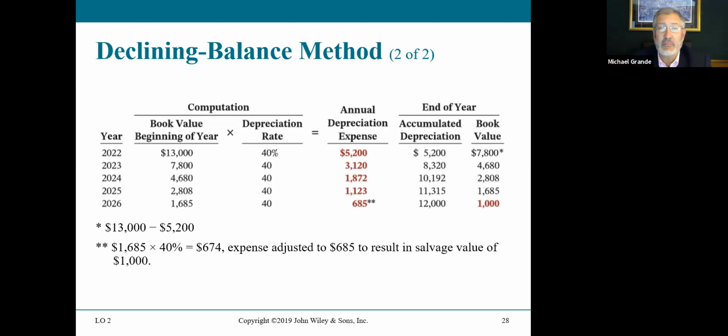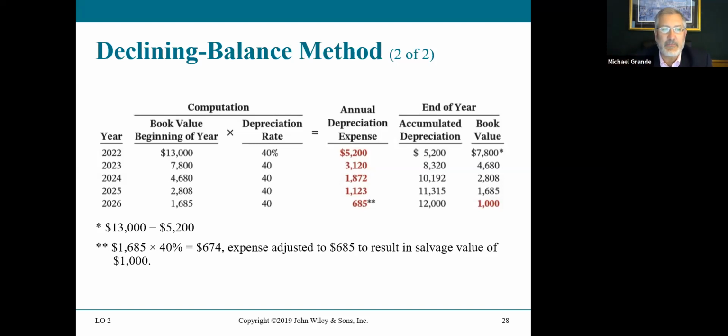13,000 times 40%. The first year's depreciation expense is $5,200. The second year, you take the book value of $13,000 minus the first year's depreciation of $5,200. Book value is $7,800. Again, times the 40%. Annual depreciation is $3,120. What's important to realize is that in the last year, the 5th year, you can only take depreciation expense up to the salvage value.